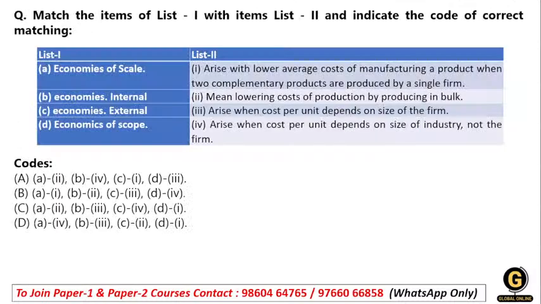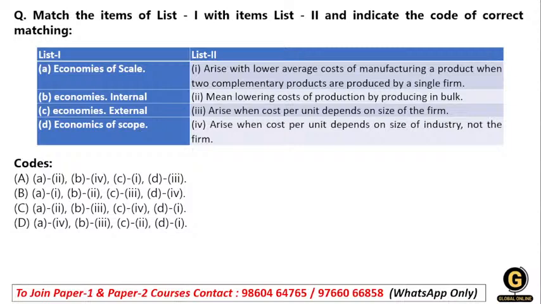Now the next question, a match the pair question. Here list 1 and list 2 are given to you. First, economies of scale, internal economies, external economies. This is wrongly typed: economies of scale, external economies, internal economies, then economies of scope. So what are economies of scale?